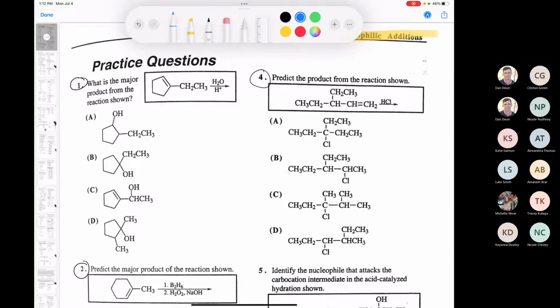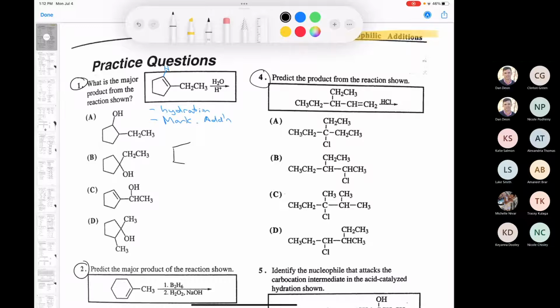This is nothing more than the hydration of an alkene. So this is just a hydration reaction. And it is going to proceed with Markovnikov regioselectivity. So this is a Markovnikov addition, or the rich are going to get richer. This carbon is the one that's got the hydrogen on it. And so it's going to take the hydrogen from our water molecule.